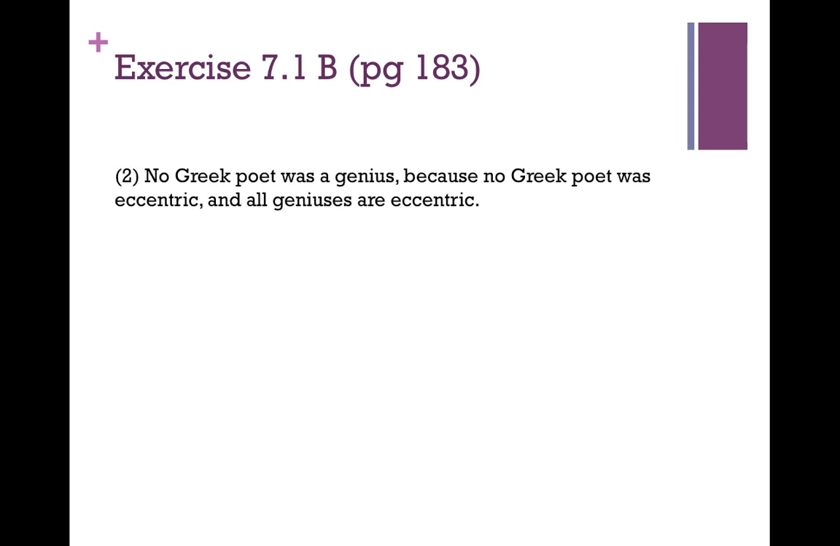Number 2. No Greek poet was a genius because no Greek poet was eccentric and all geniuses are eccentric. Well, the first thing we have to do is figure out the conclusion. Now notice we have an indicator word right here, "because." Anytime someone says such and such because, you know that whatever comes after the "because" is the justification. So all that comes after "because" is justifying this first proposition. No Greek poet was a genius. So that is going to be our conclusion.